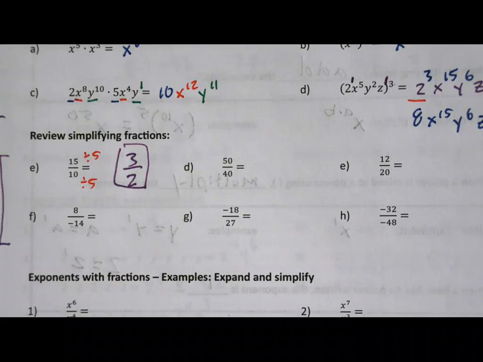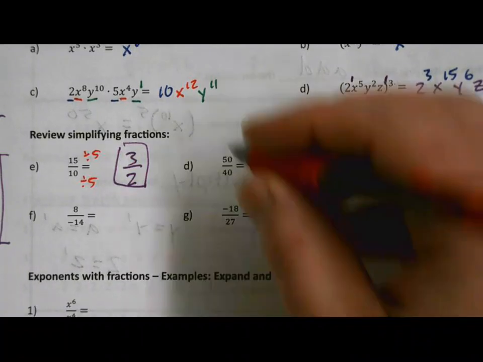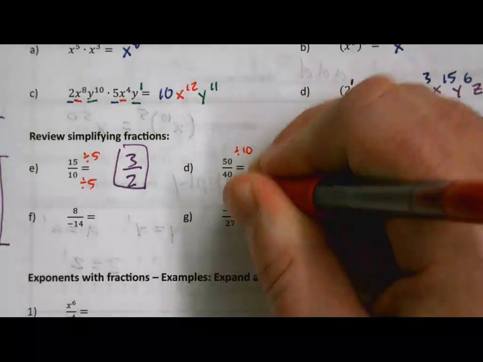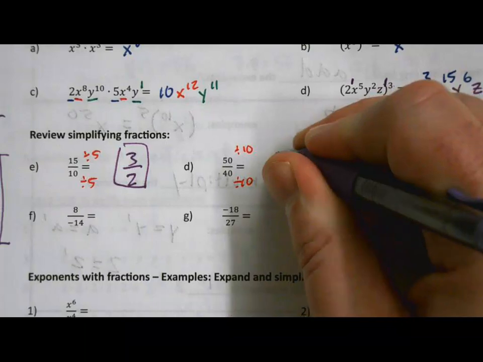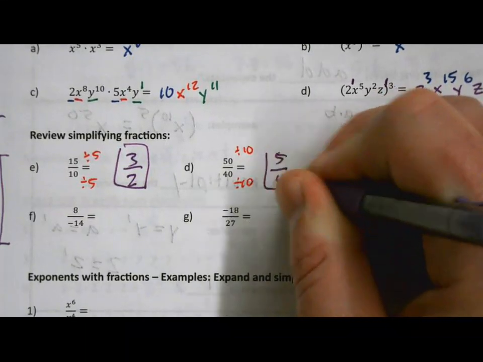How about 50 and 40? What's the biggest number you can divide both those by? 10 divides both of those. 50 divided by 10 is 5. 40 divided by 10 is 4.